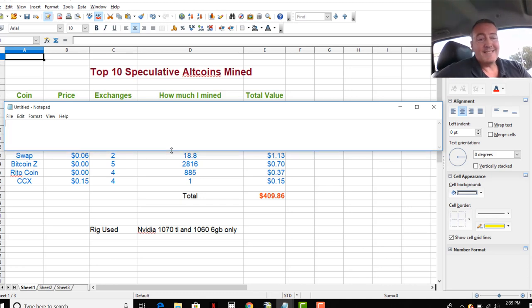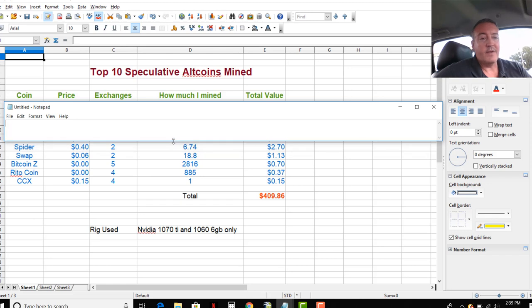So next, we've got Spider coin. Now this one kind of surprised me. Spider VPS, virtual private servers. That's what they do over the blockchain. 40 cents a coin right now.